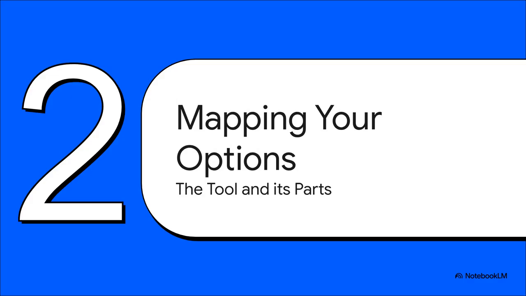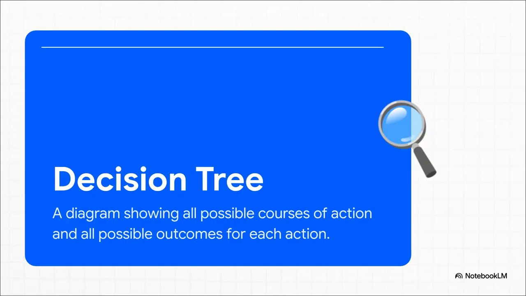Okay, so how do we actually build this map? Let's take a look at the simple but really powerful parts that make up a decision tree. At its core, a decision tree is really just a diagram. But don't let that fool you. It's an incredibly powerful one. It's designed to break a huge, complex problem down into smaller, more manageable pieces by showing every action you could take and then all the potential results that might follow.